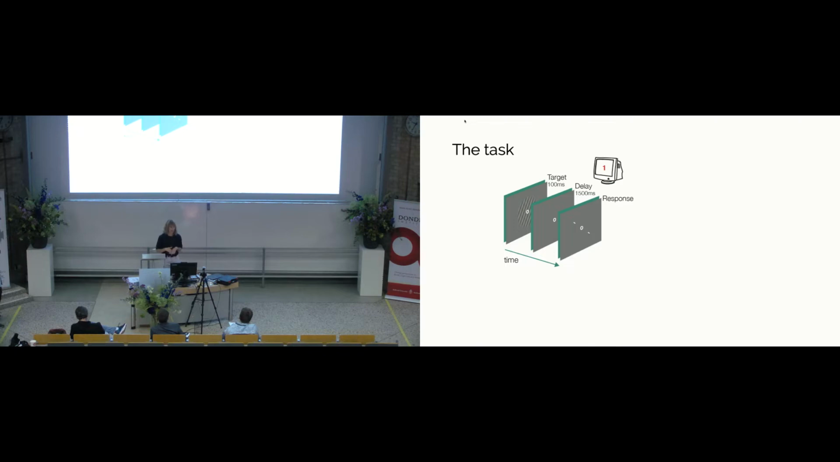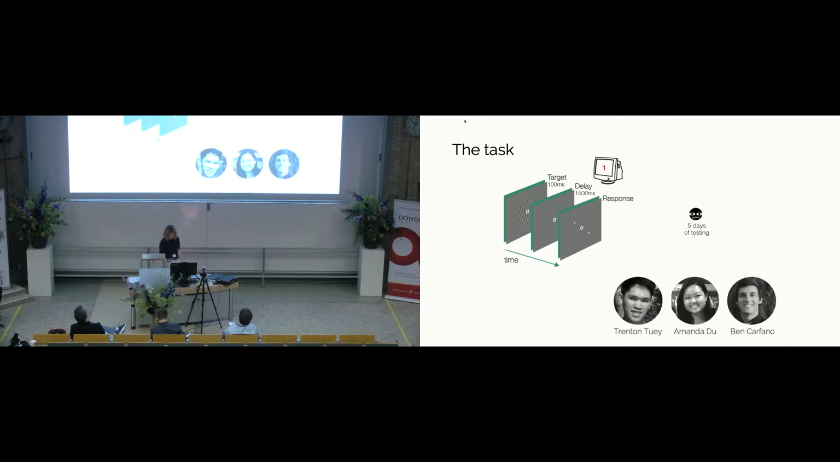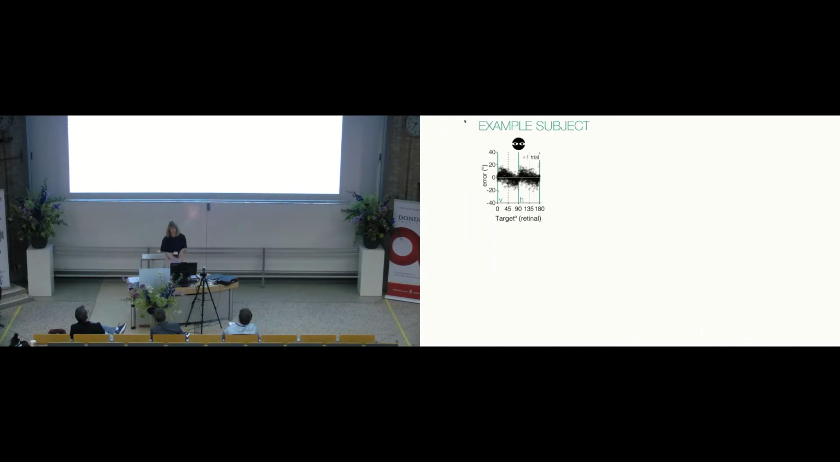So this is a task, stupid simple: random orientation, short delay. They use the method of adjustment to report the orientation. This was 5 days of testing. Again, I just want to highlight these wonderful RAs who collected all the data. You've seen a few of them on some slides already. Okay, what do these data look like? This is an example subject.